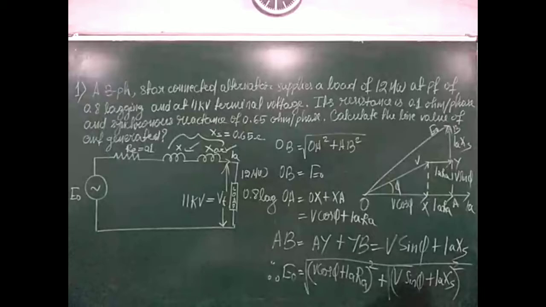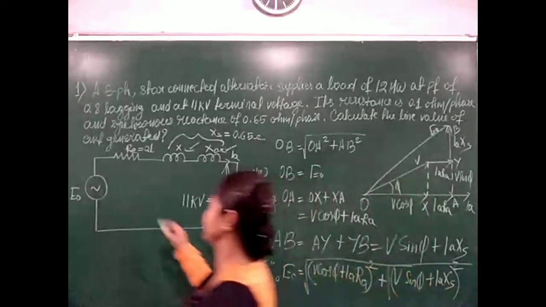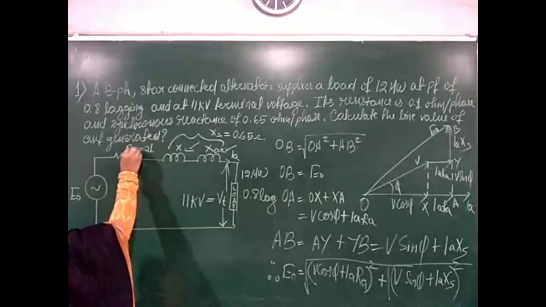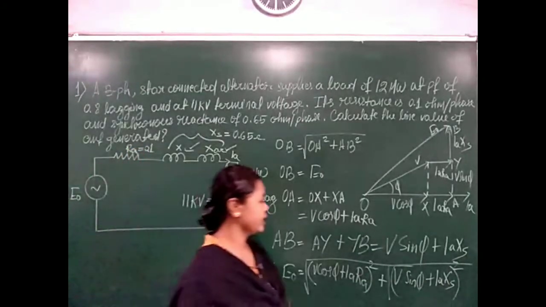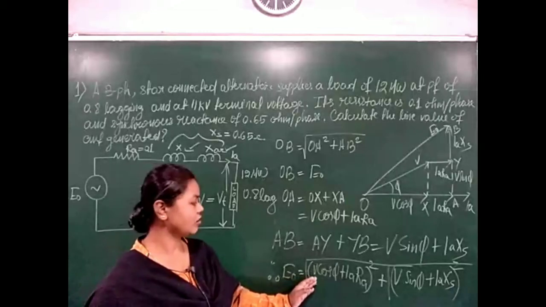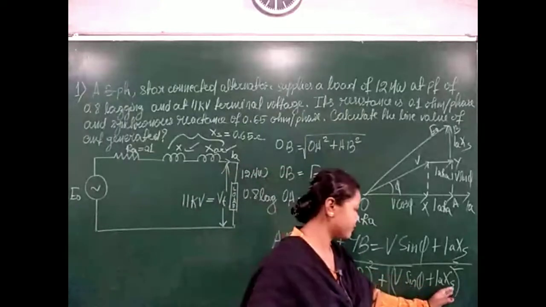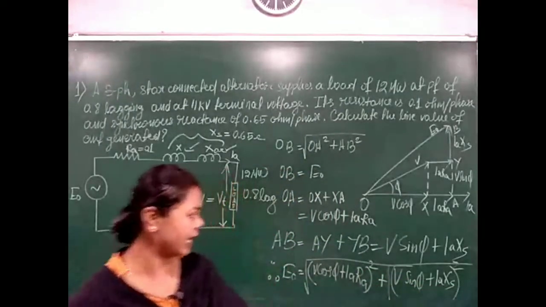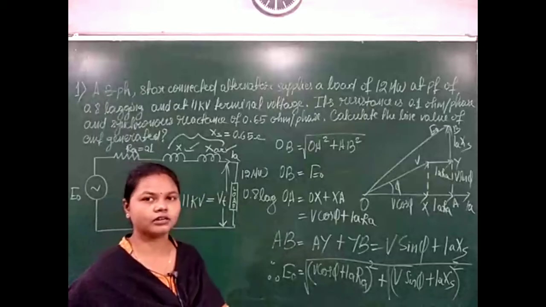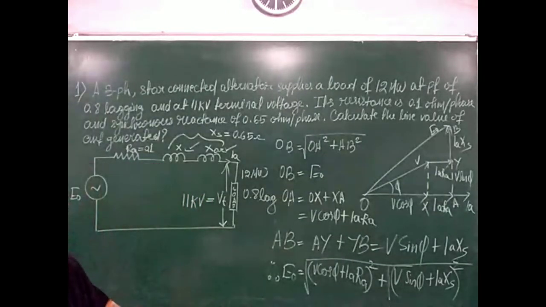Now in this equation, only V, that is the terminal voltage, and armature resistance, which you may write as Re, the effective resistance of the armature winding, Ra or Re, that is the same thing. Here I mention it as Ra. Now V is known, cos phi is known, Ra and Xs values are known, but Ia and sin phi values are not known. I have to calculate these values.